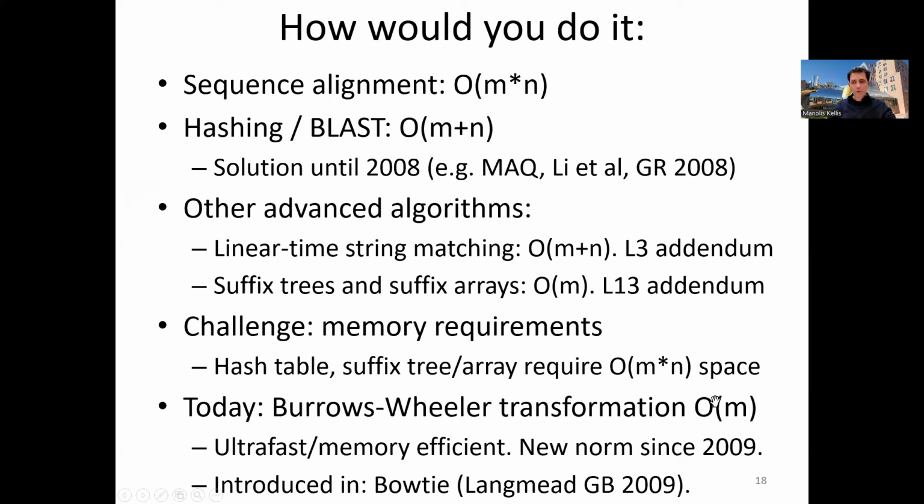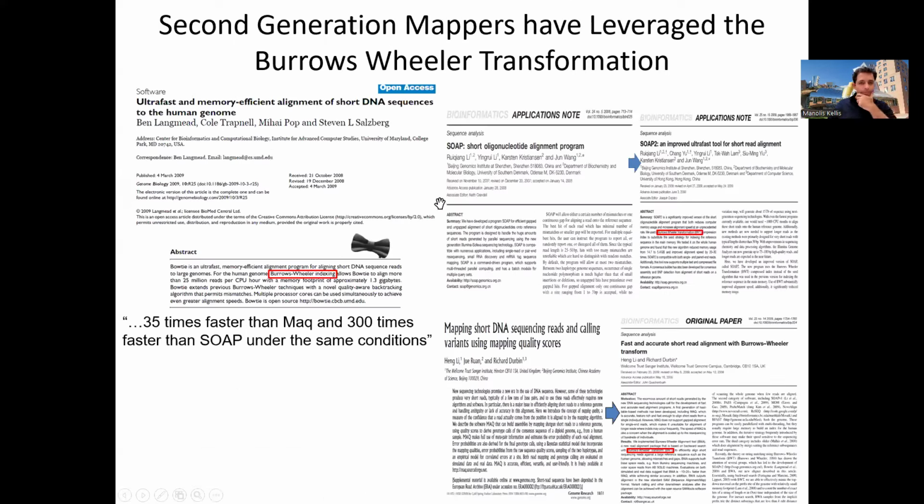And the Burrows-Wheeler transform is actually order M. It's super, super memory efficient, super, super fast. And it has been the new norm since Ben Langmead developed bowtie, okay? You can see the Burrows-Wheeler transform here. I asked how many citations he has. I think he said something like 90,000 citations for this bioinformatics paper.